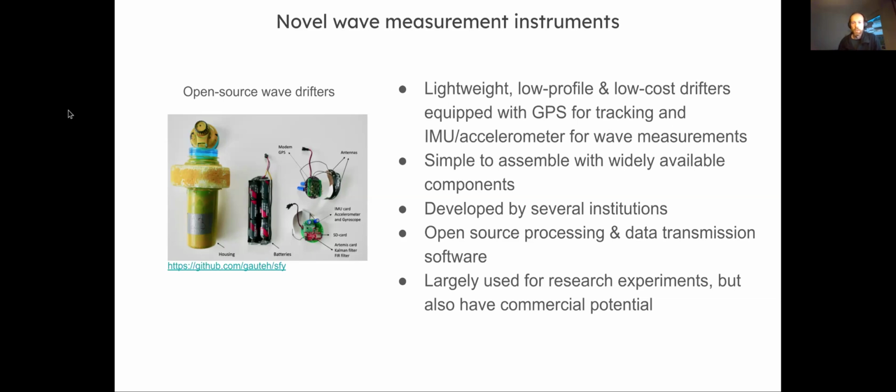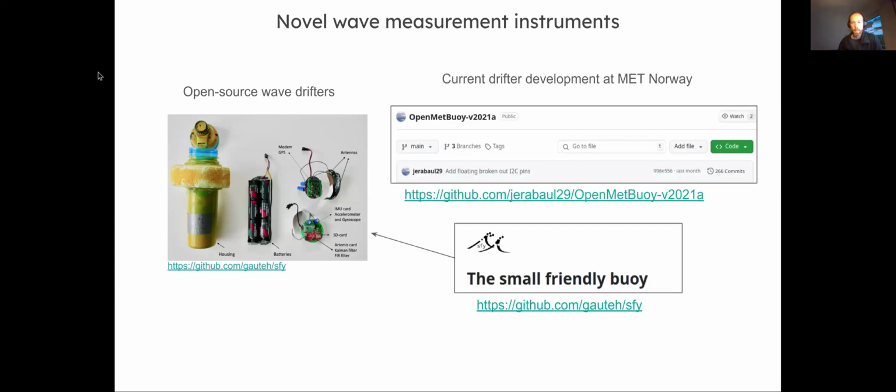These open source buoys are usually quite simple to assemble with pretty easily available components. There's currently several institutions developing their own models, and usually they use open source processing and also data transmission software. Currently, they're largely used for research experiments, but there's also commercial potential in these devices.